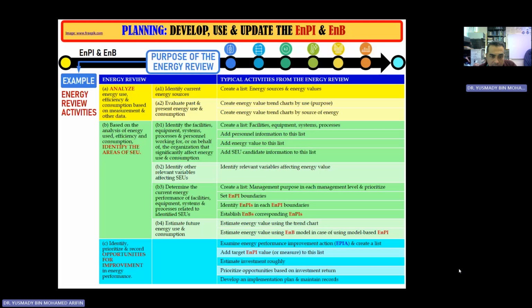So we have identified the facilities, equipment, system, process, and so on. We need to identify other relevant variables affecting SEUs. We need to determine the current energy performance of facility, equipment, and also the process related to identify SEU. And also we need to estimate the future energy use and also the consumption. So each individual sub activities for the energy review, we have very specific typical activities as shown in the table. Okay, so you can read the detail of the activities in the table as your reference.